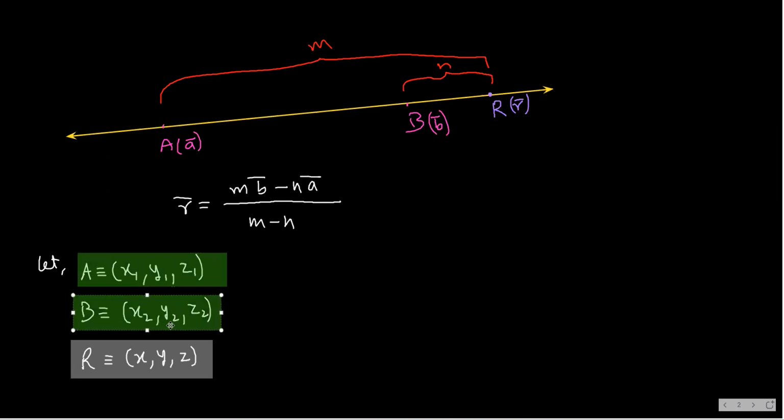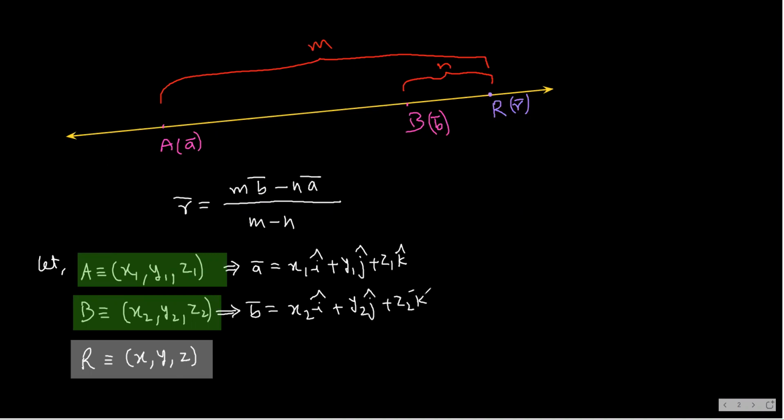So what am I given? I'm given point A and B coordinates, and I'm also given the ratio in which point R is dividing segment AB. So if I know all this, I can write the external division section formula for the coordinates. So for this, if point A coordinates are these, I will have A bar equals x1 i cap plus y1 j cap plus z1 k cap. This has been already done for you. And B bar will be x2 i cap plus y2 j cap plus z2 k cap. And R bar will be x i cap plus y j cap plus z k cap.